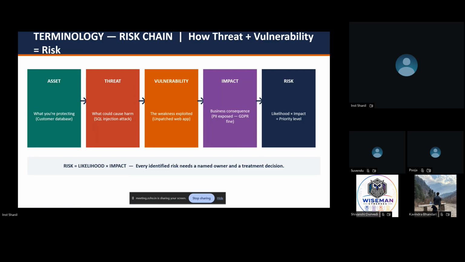So likelihood is basically the probability that anyone can access your data. So you have to rate the likelihood and rate the impact. When you multiply both, you get the risk ratings. So we'll learn how to prepare a risk matrix on the scale of 1 to 5. For preparing a risk matrix, you have to define likelihood and impact for each of the risk scenarios that you define. It says every identified risk needs an owner and a treatment decision. So how the risk would be treated and who is responsible for treating that particular risk.